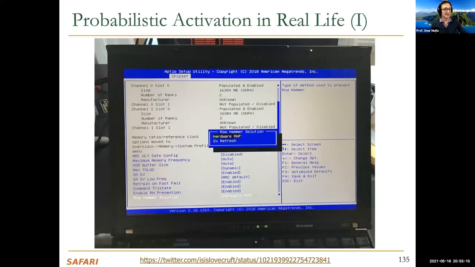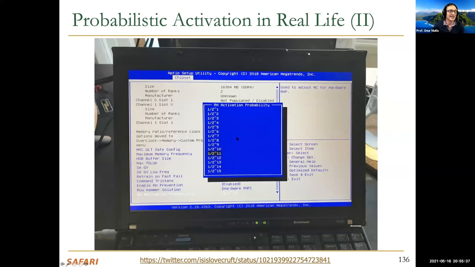Now, the good news is, well, good news and bad news. Good news is it was implemented by Intel memory controllers as early as 2016 or so. And you can see that in the BIOS. It's not exactly how we envisioned it, but it's a variant of it. In the BIOS, the user can pick their Rowhammer solution, either 2x refresh, probably a bad idea, or hardware Rowhammer protection, which they can later configure as the probabilistic activation probability of adjacent rows. I'm not going to go into the detail of it, and Intel doesn't disclose exact details. We did a lot of testing to understand this, but it's very similar to what we proposed.